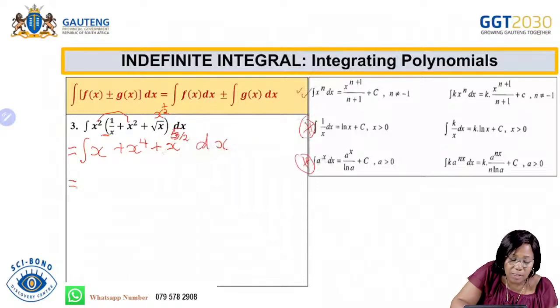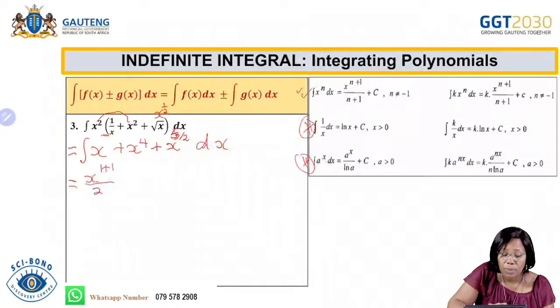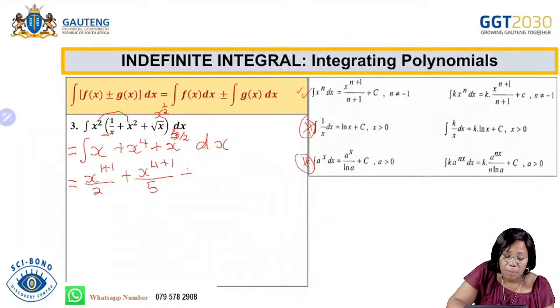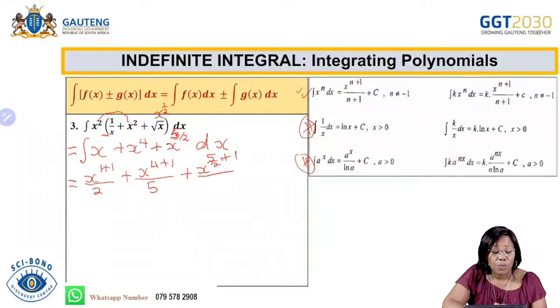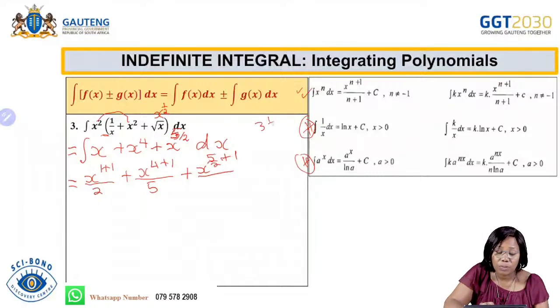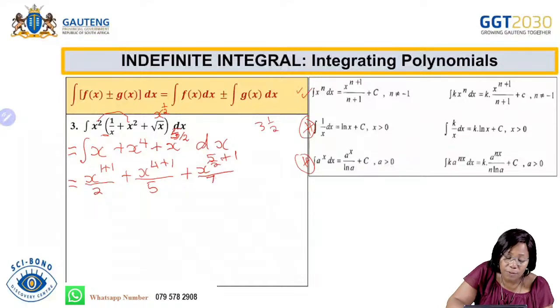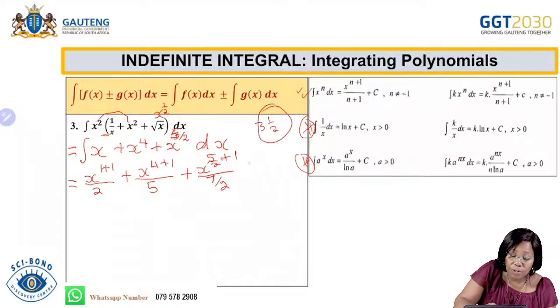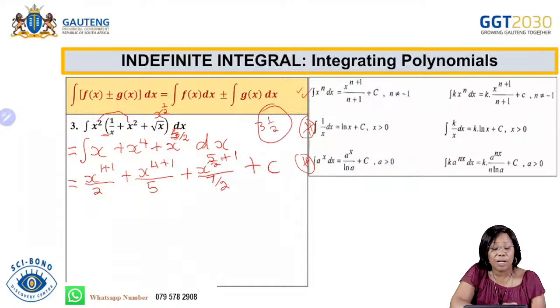And then now we are only applying rule number 1 throughout. So this will be x to the power 1 plus 1. 1 plus 1 is 2. And then plus x to the power 4 plus 1. 4 plus 1 is 5 on the denominator. Plus x to the power 5 over 2 plus 1. That will be 3.5, which is equal to 7 over 2. Therefore, this will be 7 over 2. And then now continue. Remember, you must add a plus c because we have integrated now.